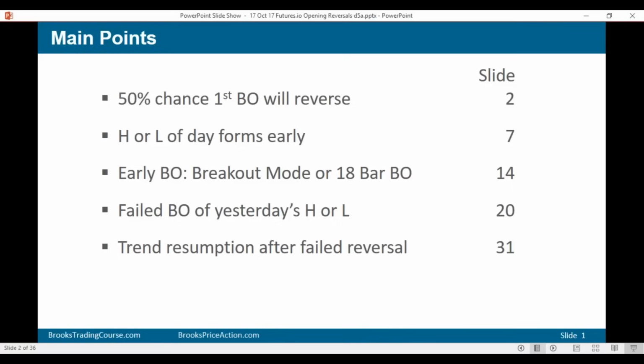And that is if the market trades above yesterday's high or low and reverses, there are different ways to trade that, especially if you have a second entry on the reversal. And then finally, if I have time, I'll talk about trend resumption if you get a reversal that fails. So if the market trades above yesterday's high and tries to reverse down, but fails to reverse down, and the bull trend resumes.